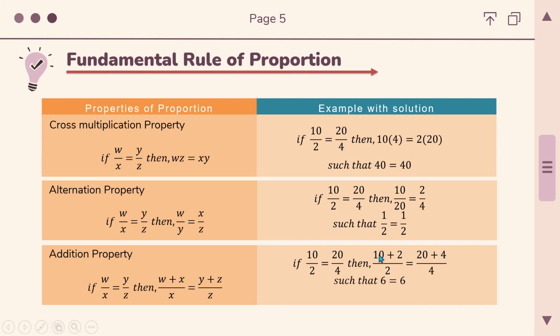Nga naman, kay 10 plus 2 is 12. 12 divided by 2, 6. 20 plus 4 is 24. 24 divided by 4 is 6. So, simple as that. Diba sa yun, Ro?